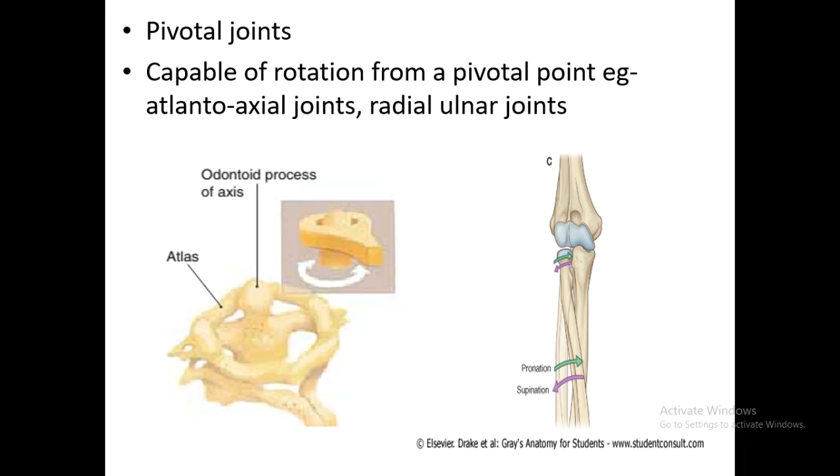Then we look at the pivot joints. These are capable of rotation around a pivot point, for example the atlanto-axial joints or the radio-ulnar joints. The scientific name is the atlanto-axial joint. In layman's language, it's called the radio-ulnar joint. Hope you can see these diagrams. The odontoid process of the axis, this head.